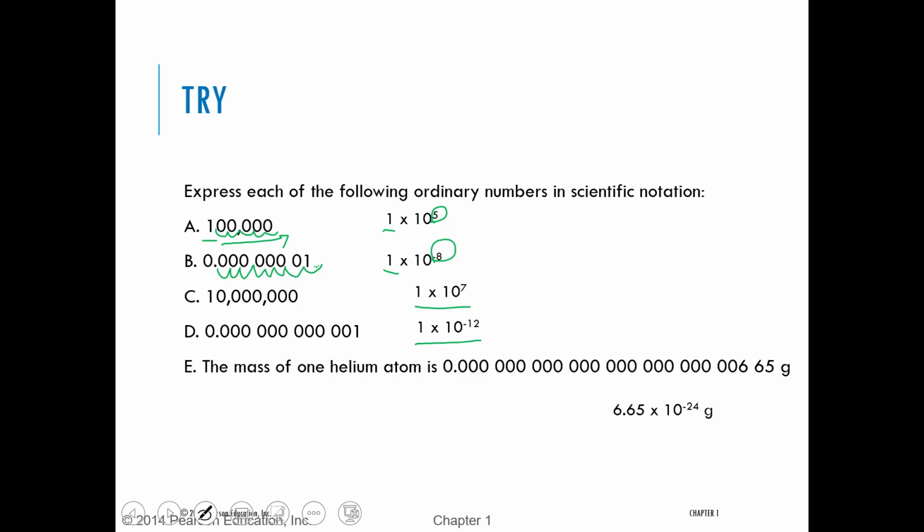And then same logic for 1 times 10 to the 7th. 1 times 10 to the negative 12. This time I would move back 12 spots. And this one is a big one, the mass of one helium atom. I would put my decimal point right there between the 6 and the 6, and I would have to move back 24 spots.